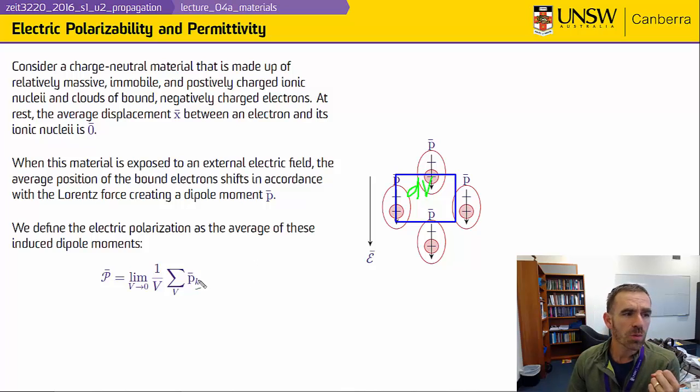Of course, the dipole moment is equal to Q times D, right? So p equals Q times d. That is coulombs times meters. And then I'm going to divide by a volume, right? So this quantity here has units of coulombs per square meter.